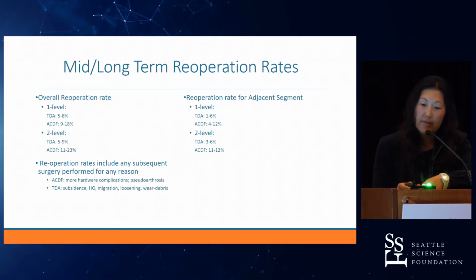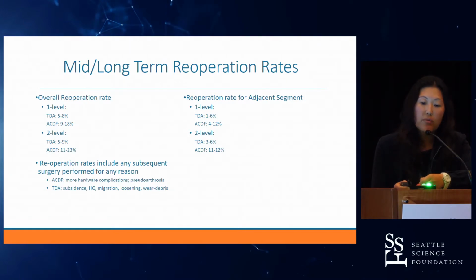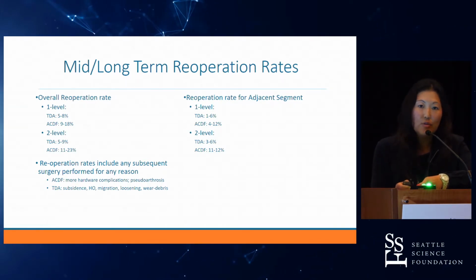Let's look at the mid and long-term reoperation rates. The ACDF itself is already disadvantaged in that there is a risk for pseudarthrosis at the index level. When you look at just the overall reoperation rate for one-level and two-level surgery for ACDF and total disc replacement, there's already a huge disparity in those numbers. Then when we take the index-level pseudarthrosis out and purely look at the reoperation rate for adjacent segment disease, those numbers are still very compelling. And bias or no bias, it's happening.